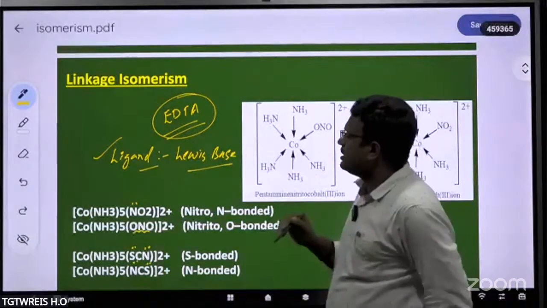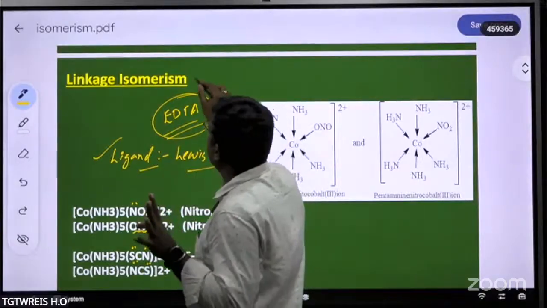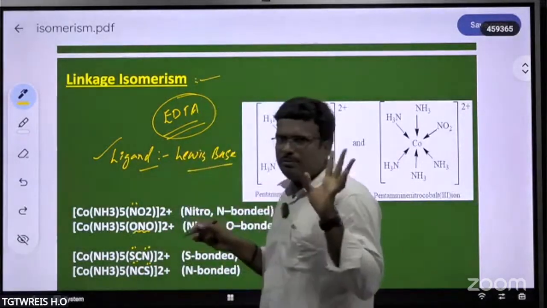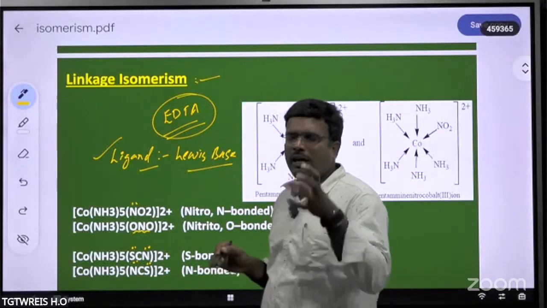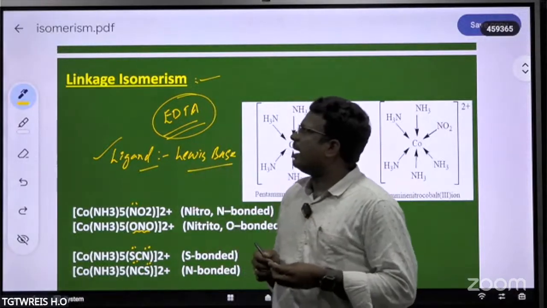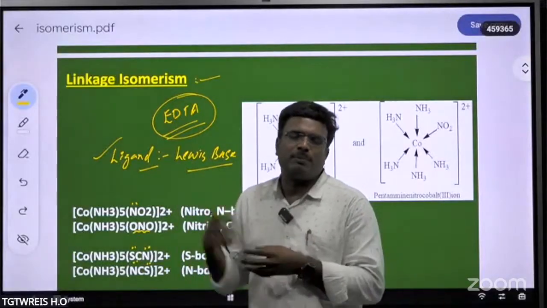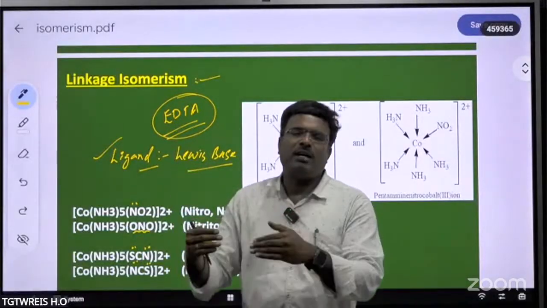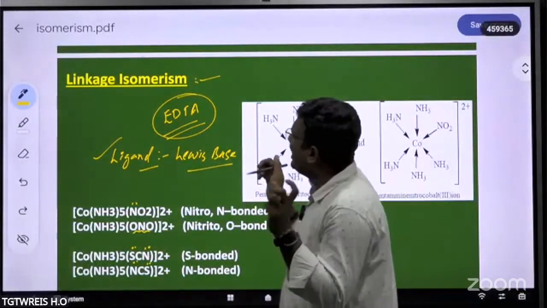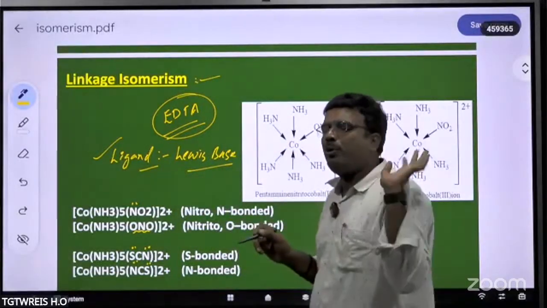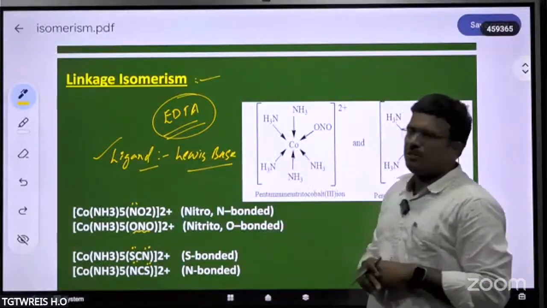Whenever bidentate ligands are present, one link will be formed. For linkage isomers, the ligand should definitely be bidentate, tridentate or hexadentate. Read the previous classes, where monodentate, bidentate and hexadentate ligands were already explained. Ligands that are bidentate or polydentate form linkage isomers.